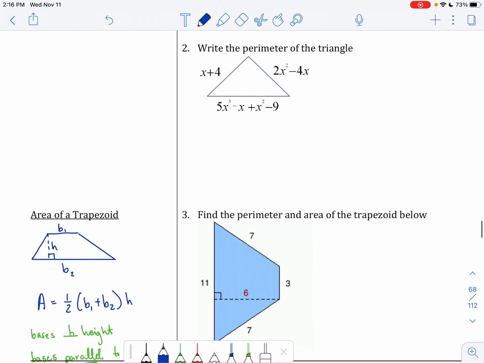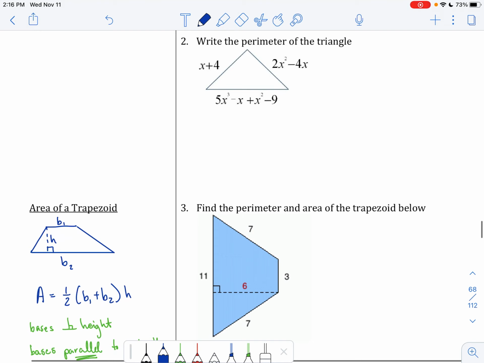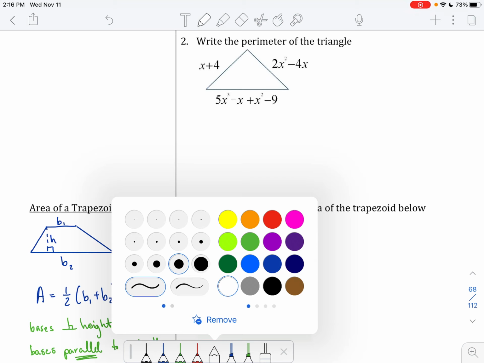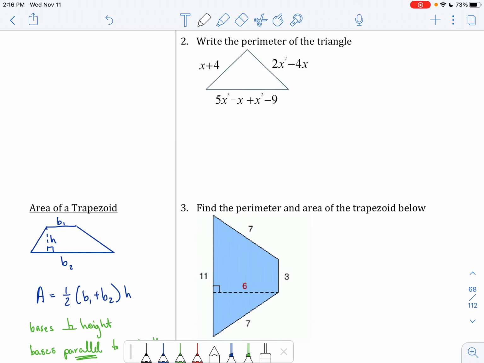Now, here, I'm going to write the perimeter of a triangle. Now, one thing that I'm going to do to make this problem a little bit easier, and you can too, is I'm just going to remove the exponents. And it's not to say exponents aren't important, but in the case of this problem, I want us to practice combining like terms with negatives. So I'm just going to remove those, and you can too.